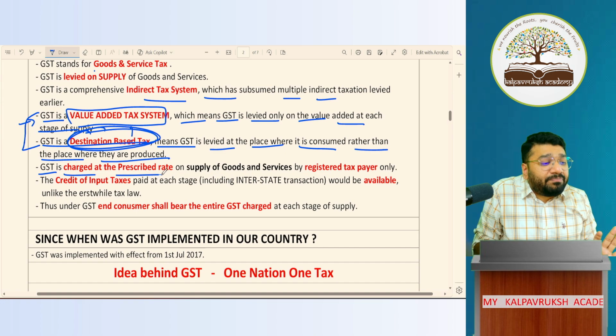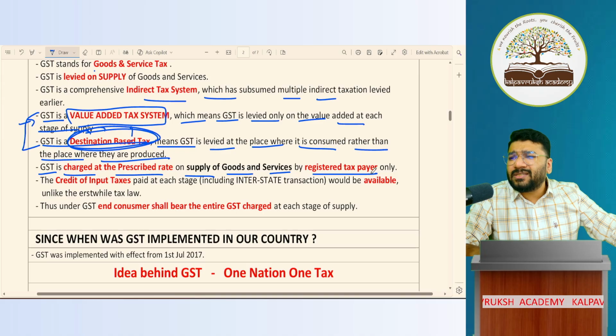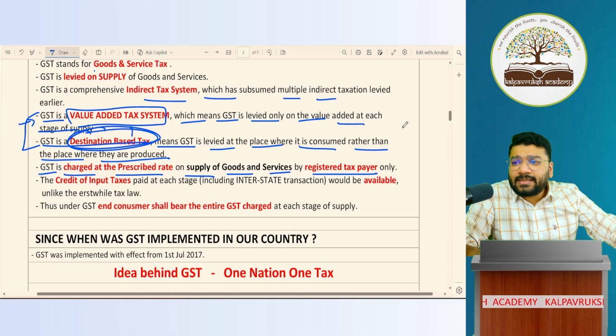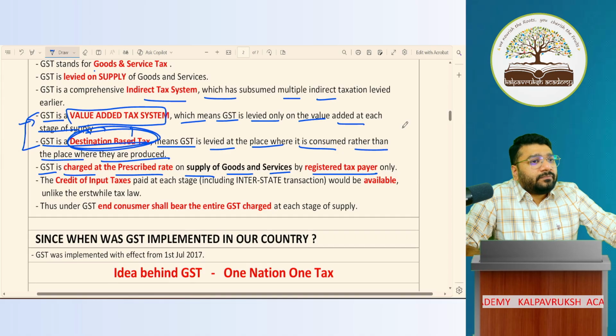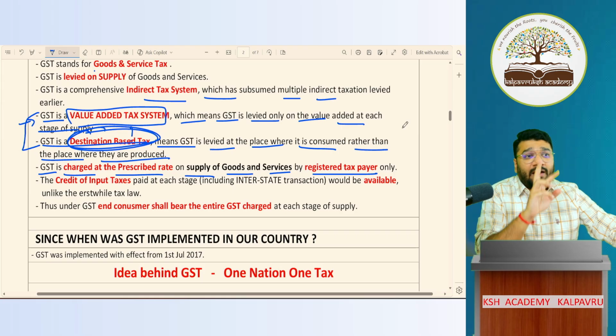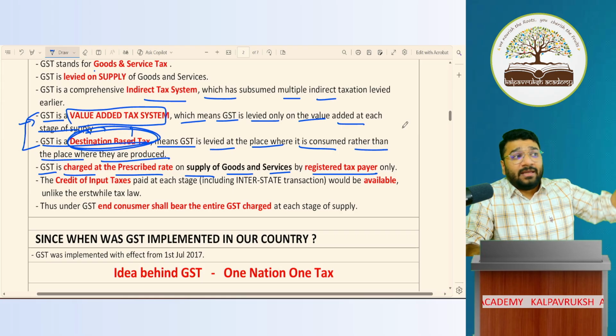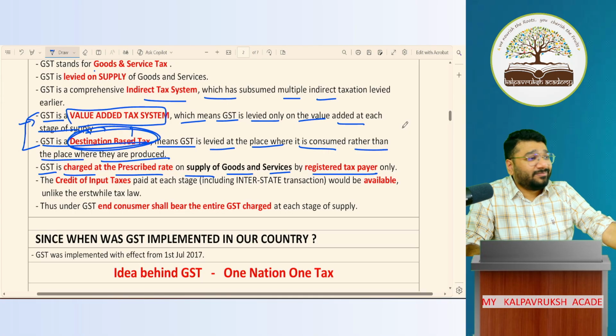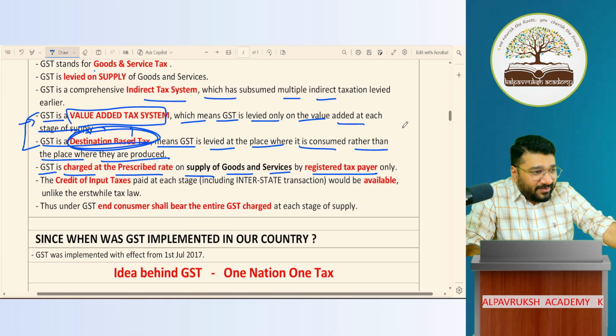GST is charged at prescribed rate on the supply of goods and services by registered taxpayer only. What does this mean? Income. Wrong. Madam is telling about different income levels. Now I earn 10 lakhs, so I pay one tax, GST. If I earn 1 crore, I pay more tax. No. That is correct, what you said is the second part. What is the first part of the question? What you said is correct, the second part.